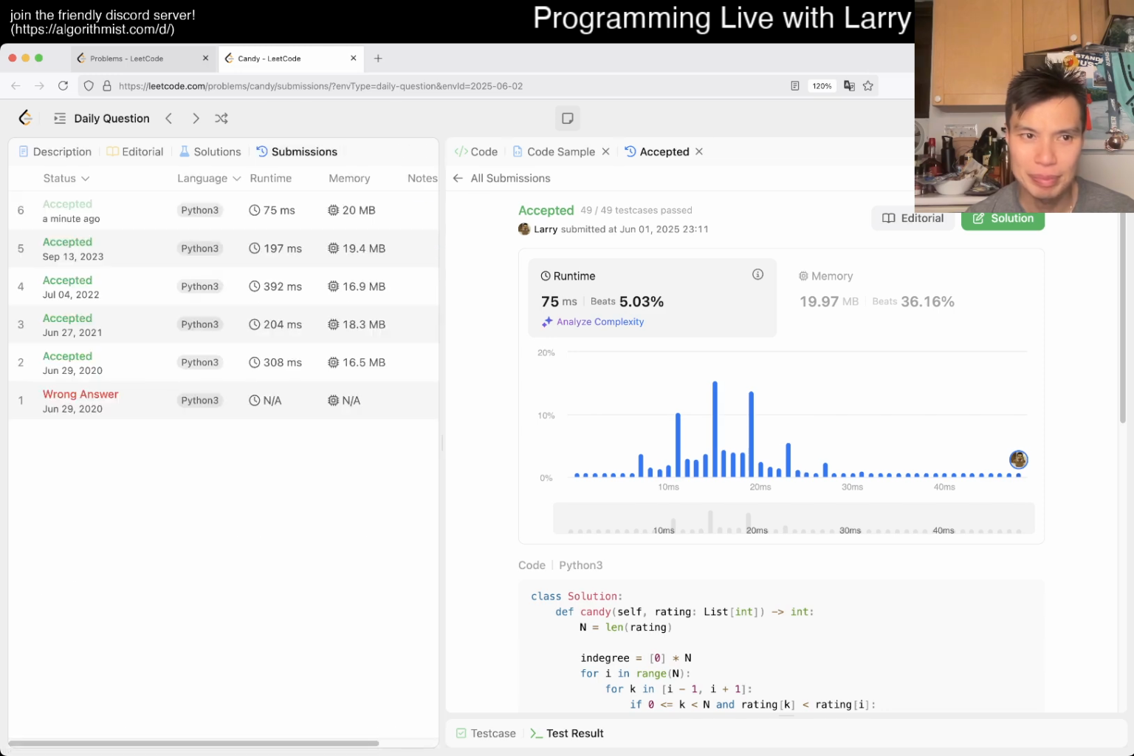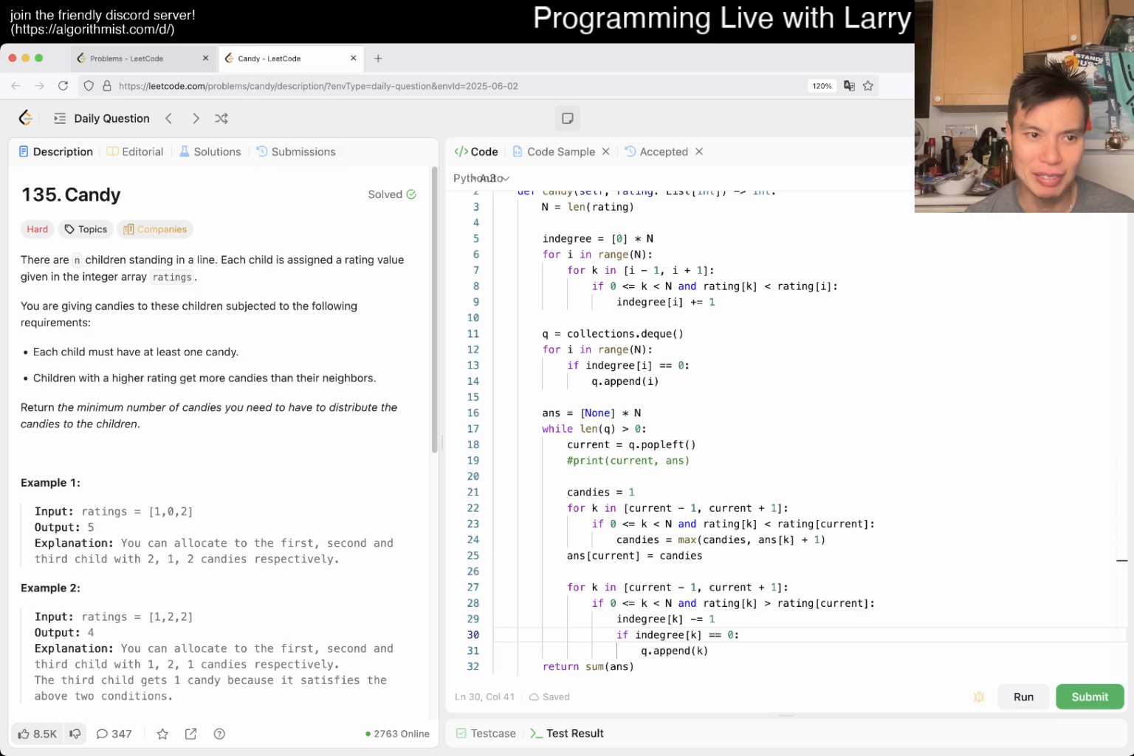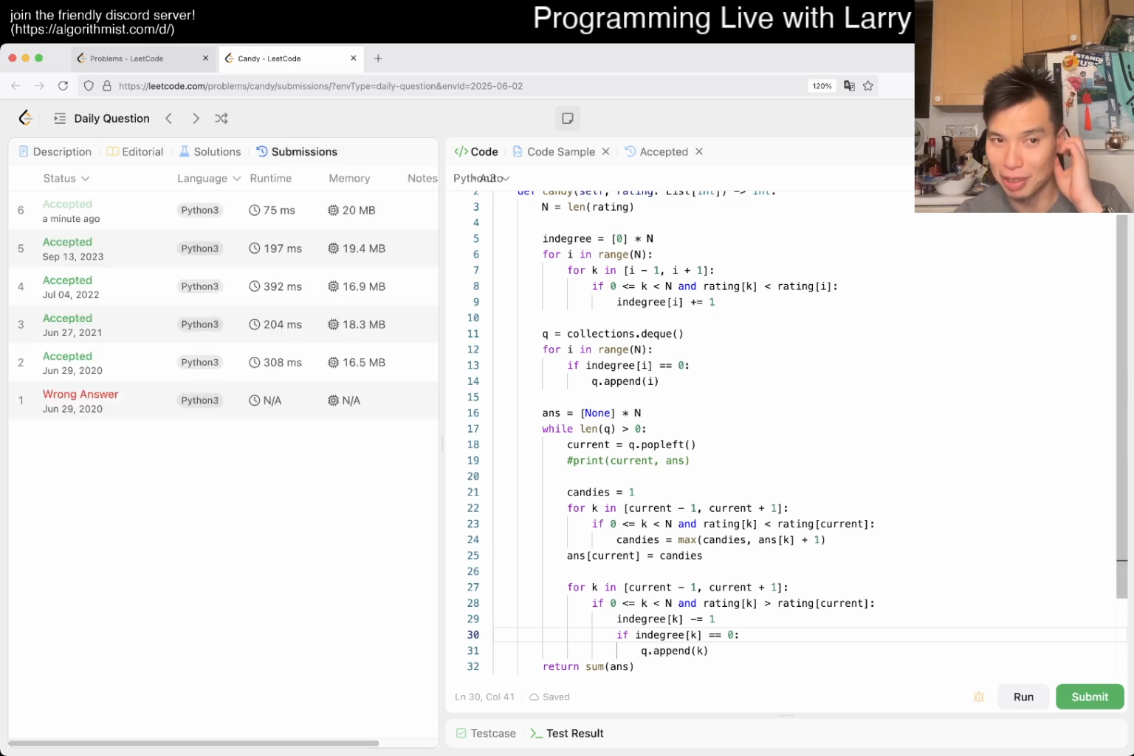Right. All right. That's all I have for this one. Let me know what you think. Apparently, I solved this like 5 times. I don't remember even one of the times.